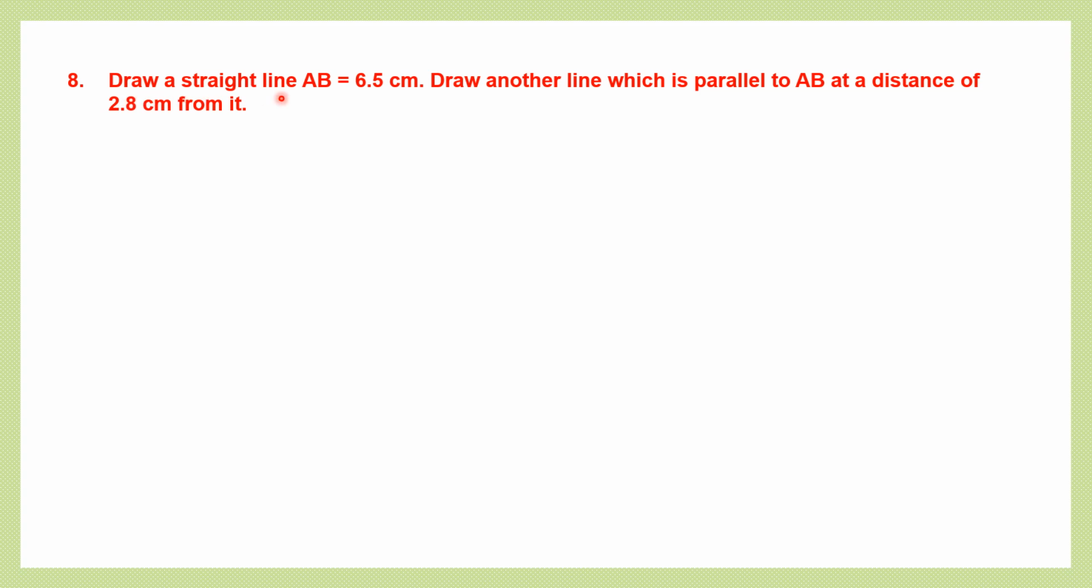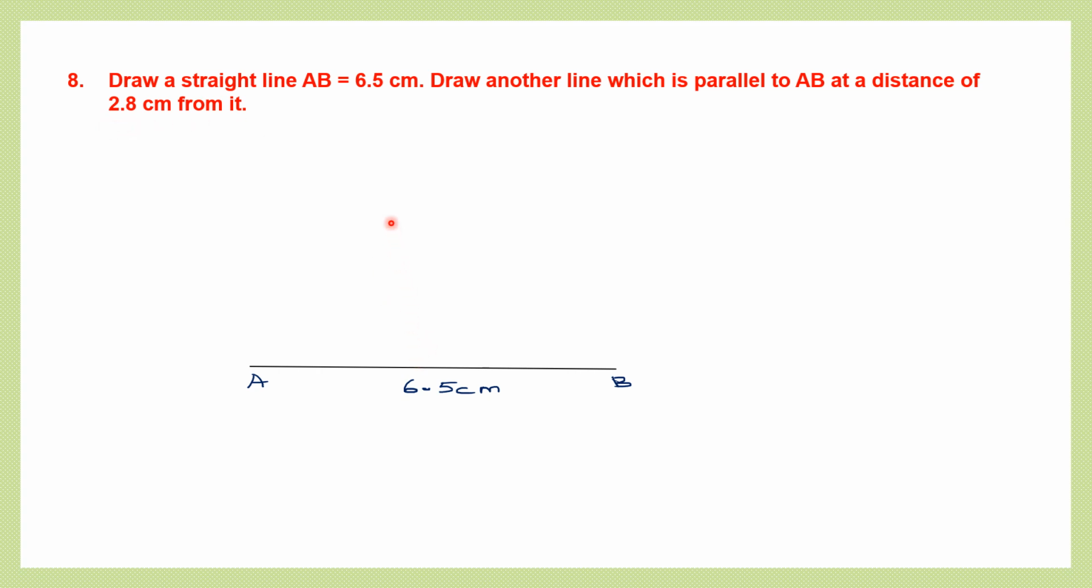Question 8. Draw a straight line AB equals 6.5 centimeters. Draw another line which is parallel to AB at a distance of 2.8 centimeters from it. So let's begin with the first part. Draw a line AB. So we have drawn a line AB and the measurement is given to us. So with the help of your ruler, get the correct measurement. AB is equal to 6.5 centimeters. Now, draw another line which is parallel to AB at a distance of 2.8 centimeters from it.